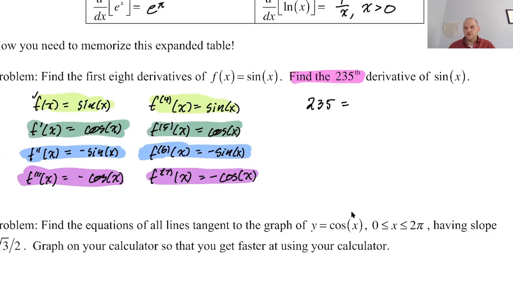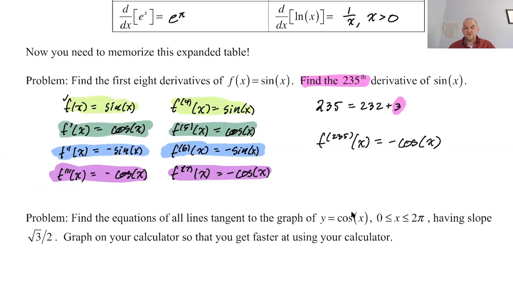200 is divisible by 4. 32 is divisible by 4. So this is really 232 plus 3. So the remainder, when I divide by 4, is going to be 3. And if I get a remainder of 3, it should be the third derivative. So I think the 235th derivative is going to be negative cosine of x. I think that's what's going to happen.